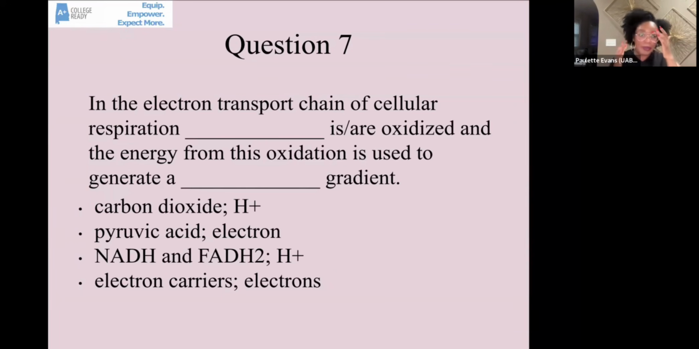Let's take a look at question 7. In the electron transport chain of cellular respiration, blank is or are oxidized, and the energy from this oxidation is used to generate blank, a blank gradient. Let's look at the answer choices. Carbon dioxide, then hydrogen ions; pyruvic acid, then electron; NADH and FADH2 and hydrogen ions; and the last one, electron carriers and electrons. So use Edpuzzle to figure out the fill in the blank for the first blank and the second blank. Go ahead and log your answer now.